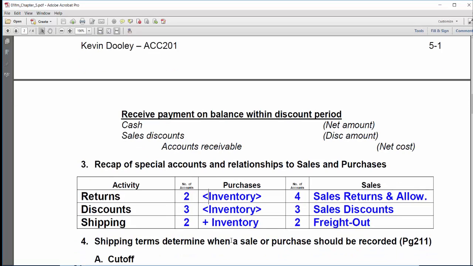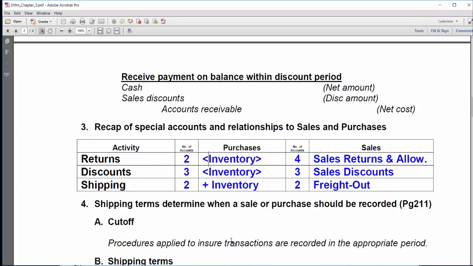Shipping terms are a special situation in a merchandising company where the freight cost and the title and the risk of loss for that merchandise change hands at one place or another. When we're talking about cutoff procedures, we're trying to figure out a way to systematically make sure that we get the right purchases and sales in the proper periods.